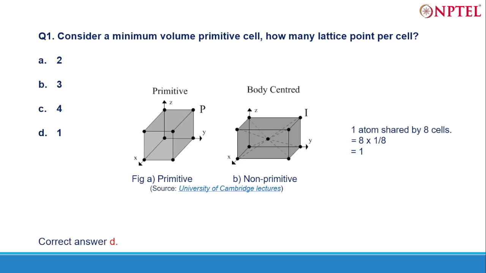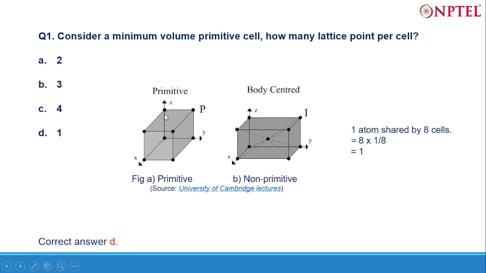The first question is: consider a minimum volume primitive cell, and how many lattice points are there in a primitive cell? Let us first understand what a primitive cell is. Then we will distinguish between primitive and non-primitive cells, and after that we will determine how many lattice points there are per cell.